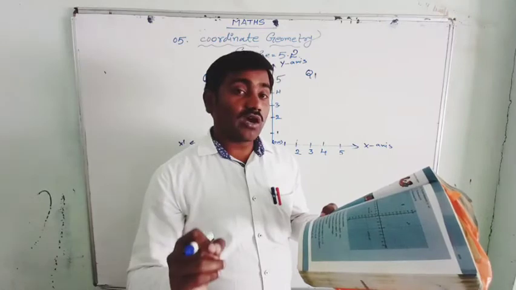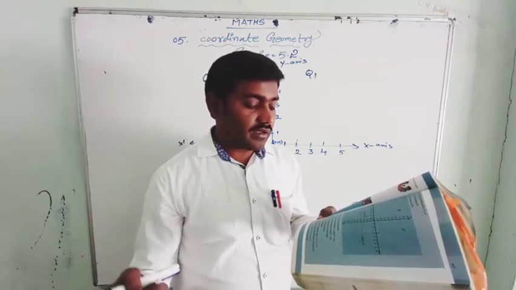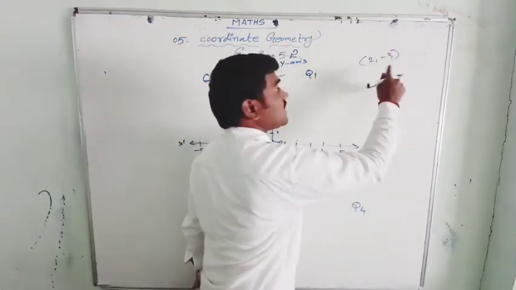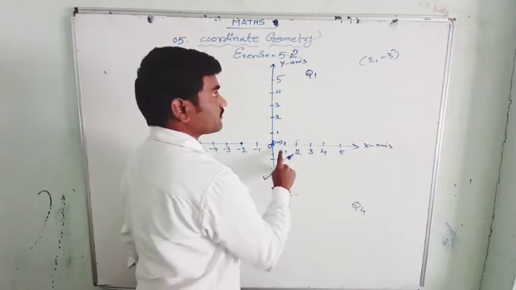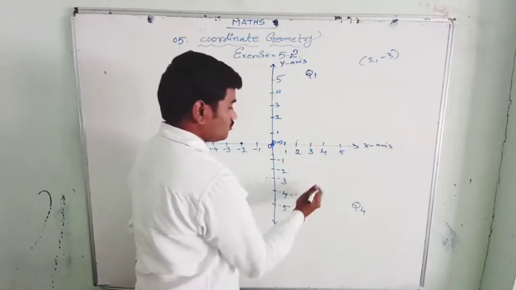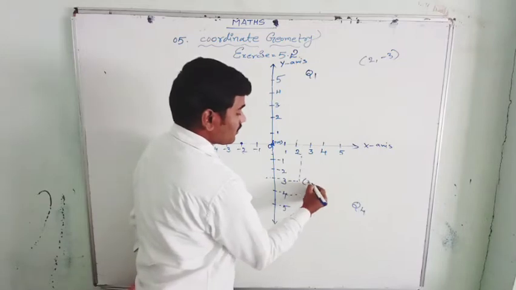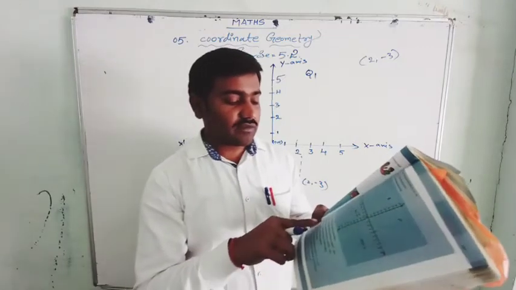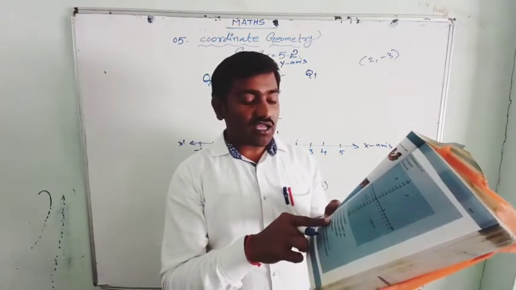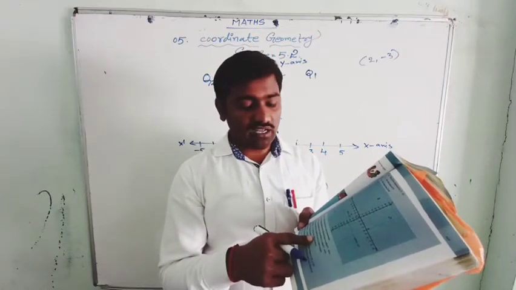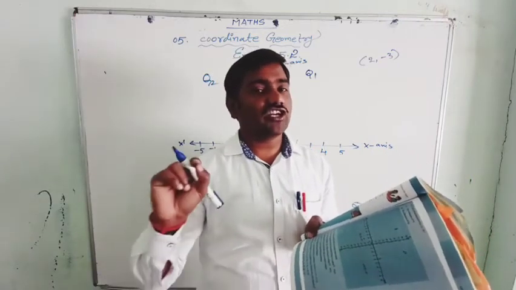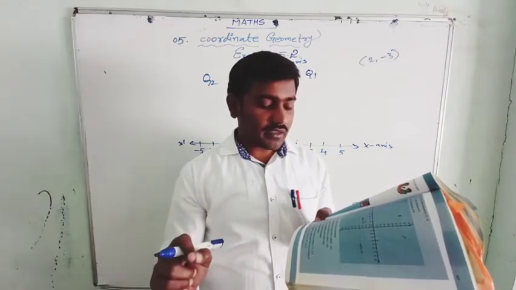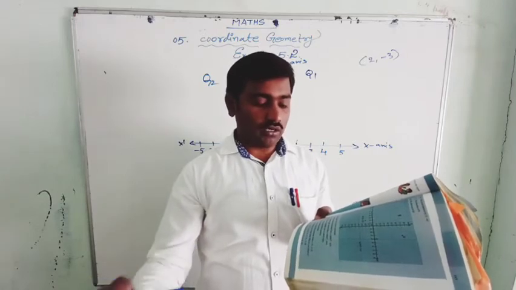The point 2 comma minus 3 lies in the third quadrant. Let's see, 2 comma minus 3. Plus and minus, so 2 comma minus 3 lies in the fourth quadrant. The given statement is false, because the point lies in the fourth quadrant but the third is given. The correct statement is: the point 2 comma minus 3 lies in the fourth quadrant.